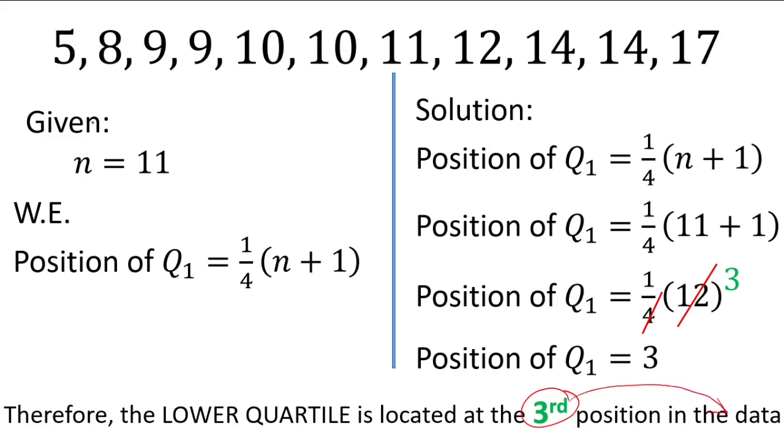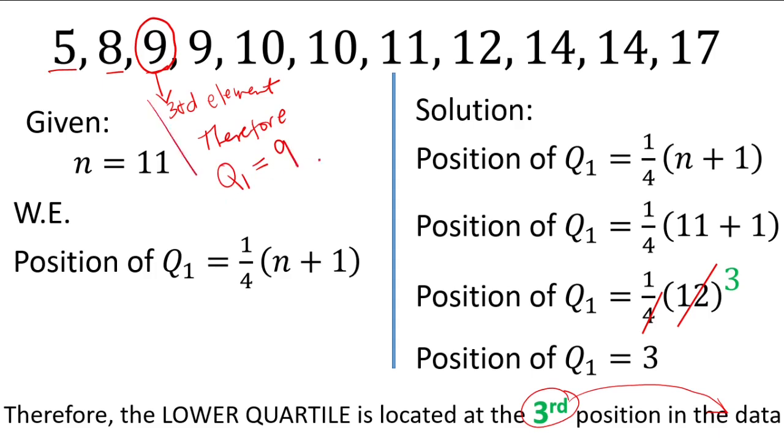Third element. So, just count 1, 2, 3. Automatically, 9 is considered the third element. So, therefore, the first quartile is 9. So that's how you use the Mendenhall and Sinsich method.